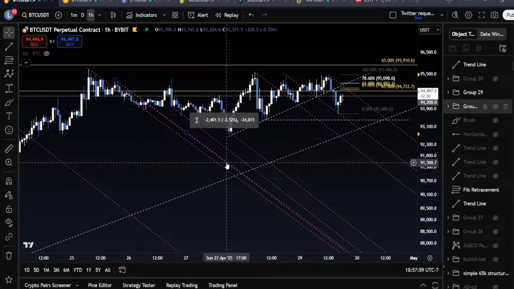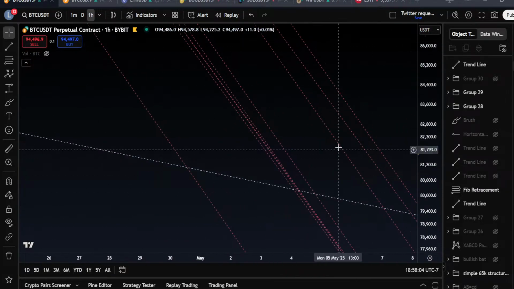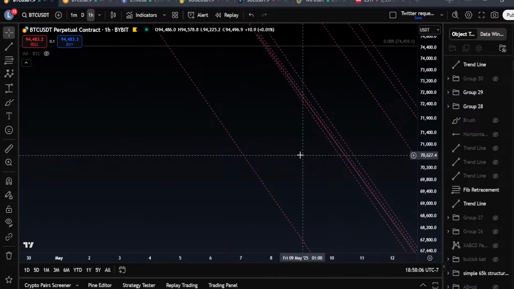Some of these got moved, obviously, because they're converging. They should be staying the same distance apart.